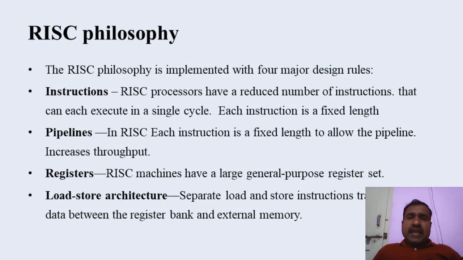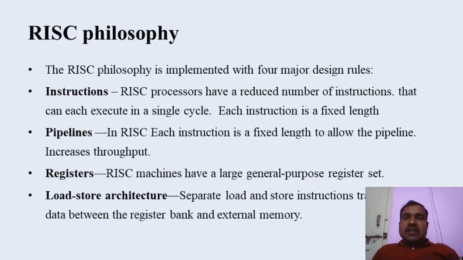The next design rule is the registers. A RISC machine has a larger general purpose register set. So it has more registers than CISC. It is not the total registers, but the general purpose registers that are more in RISC. What happens when more general purpose registers are there? The data processing instructions can easily store their intermediate results in these registers. That makes coding much easier.